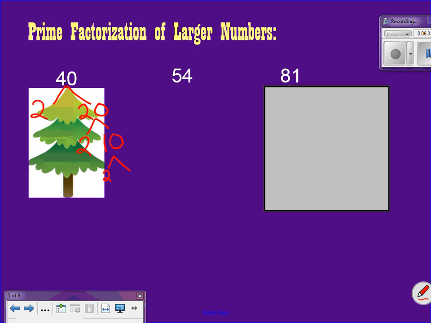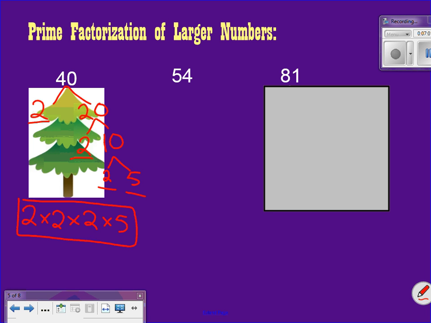2 times 5 equals 10. Do we have any composite numbers left? Let's check. Prime, prime, prime, prime. So we're set to go. Now we write our final answer: 2 times 2 times 2 times 5. So that's our final answer. That's our prime factorization of 40.